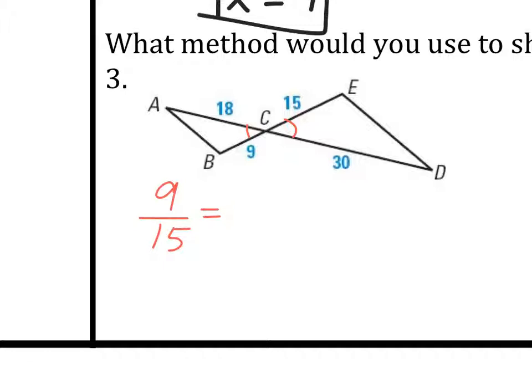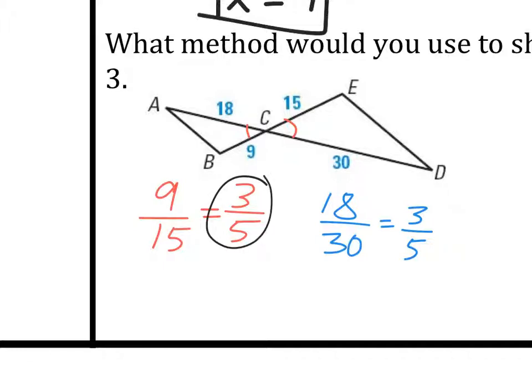If those divide by 3, that's 3/5. You need the other side to also simplify to 3/5. 18 corresponds to 30. What can both those divide by? 6. So again, you get 3/5. So since you have 2 pairs of sides that are proportional, and the included angle, this is by side, angle, side.